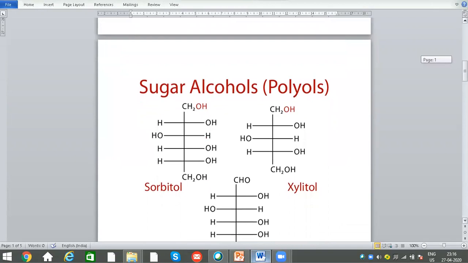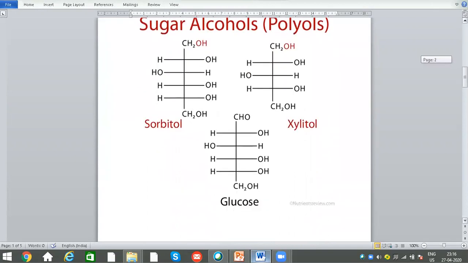And the next one is sugar alcohols. Here the aldehyde group gets reduced and forms alcohols. So glucose is reduced and forms an alcohol, which is called sorbitol. The examples for sugar alcohols are sorbitol and xylitol.